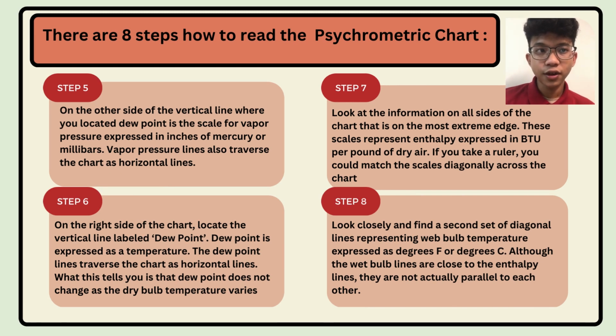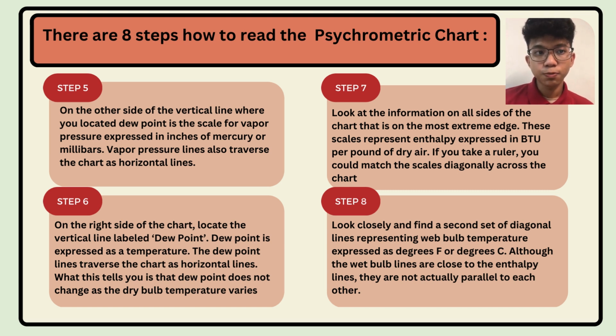For step 5, on the other side of the vertical line where you located the dew point is the scale for vapor pressure, expressed in inches of mercury or millibars. Vapor pressure lines also traverse the chart as horizontal lines.